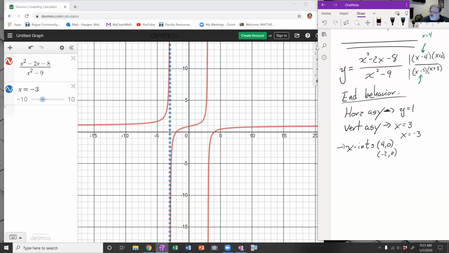As x heads towards 3, notice I'm not saying equals 3 because it can't equal 3. As we head toward 3, this thing is becoming a very, very tiny number. That division is causing our infinite positive and negative outputs, causing our vertical asymptotes to occur at positive and negative 3.